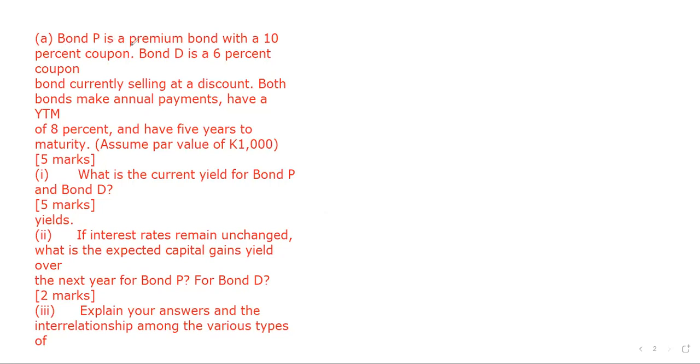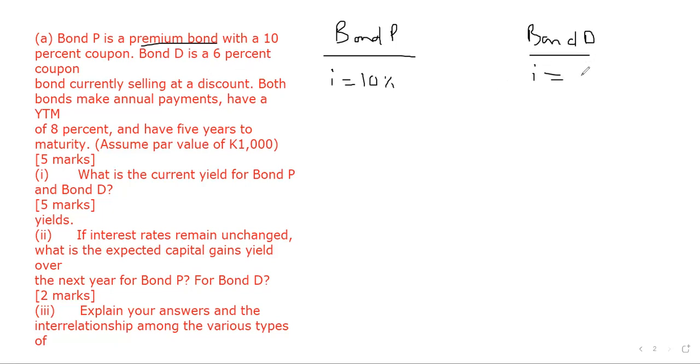We're told that bond P is a premium bond. What is a premium bond? A bond whose coupon interest is more than the market rate, with 10% coupon interest. So we're looking at bond P. Coupon interest is what? 10%. What else are we told? Then they've gone to bond D. Bond D has 6% coupon interest.